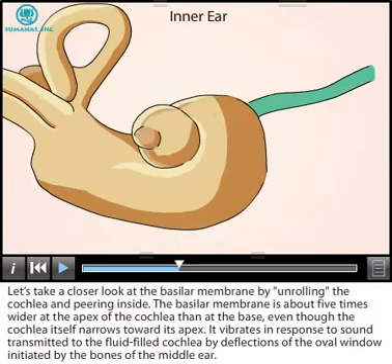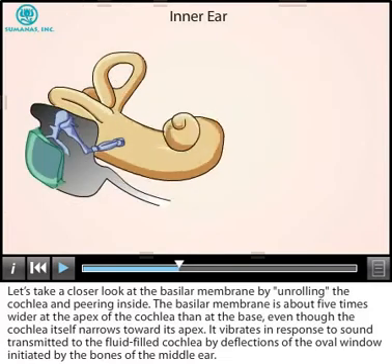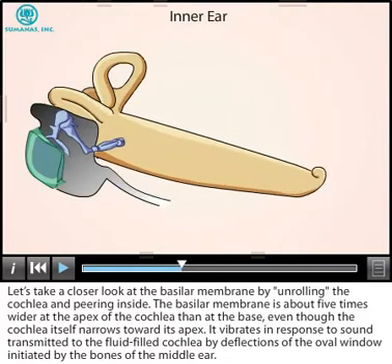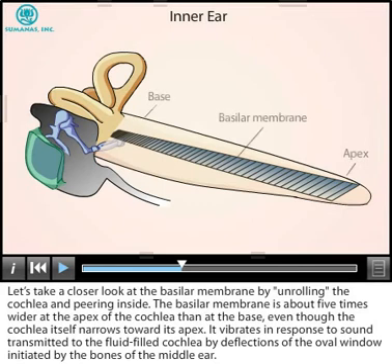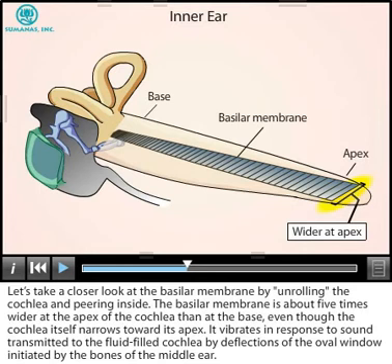Let's take a closer look at the basilar membrane by unrolling the cochlea and peering inside. The basilar membrane is about 5 times wider at the apex of the cochlea than at the base, even though the cochlea itself narrows toward its apex. It vibrates in response to sound transmitted to the fluid-filled cochlea by deflections of the oval window initiated by the bones of the middle ear.